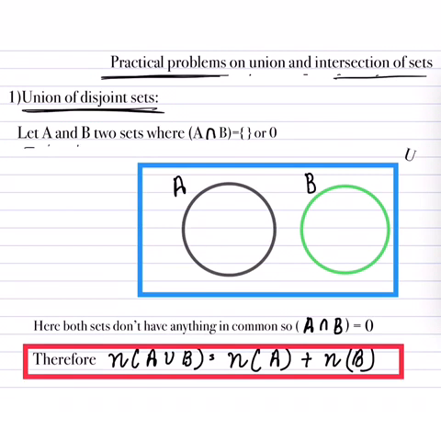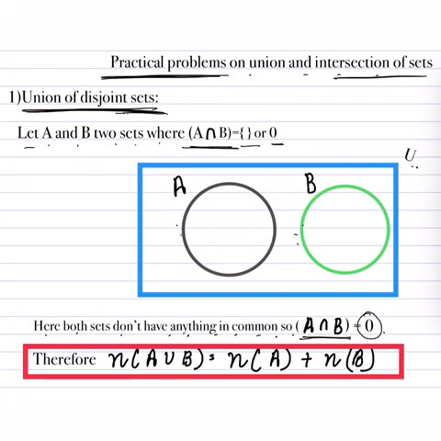Let A and B be two sets where A intersection B is an empty set, or we could also say phi. And here A and B are finite. We can also see in the Venn diagram that the sets A and B are not intersecting each other, which means that both sets do not have any common element. So A intersection B is empty.